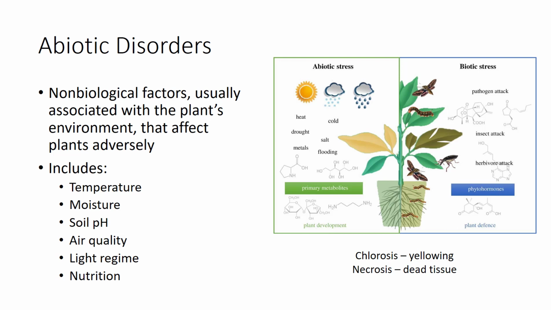Before describing symptoms of abiotic disorders, 2 terms should be defined. Tissue exhibiting chlorosis has lost chlorophyll, the green plant pigment, and turns various shades of yellow. Necrotic tissue is dead tissue, and leaf tissue with necrosis will turn brown or gray.